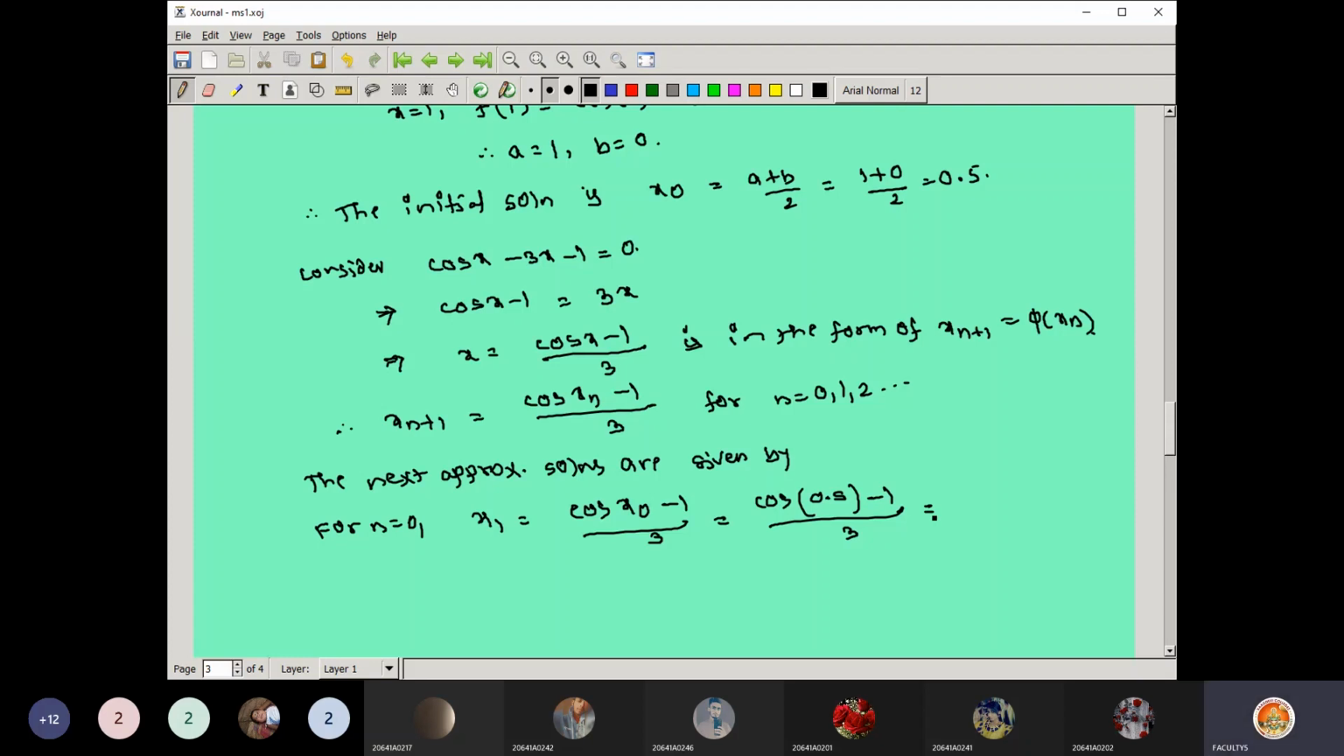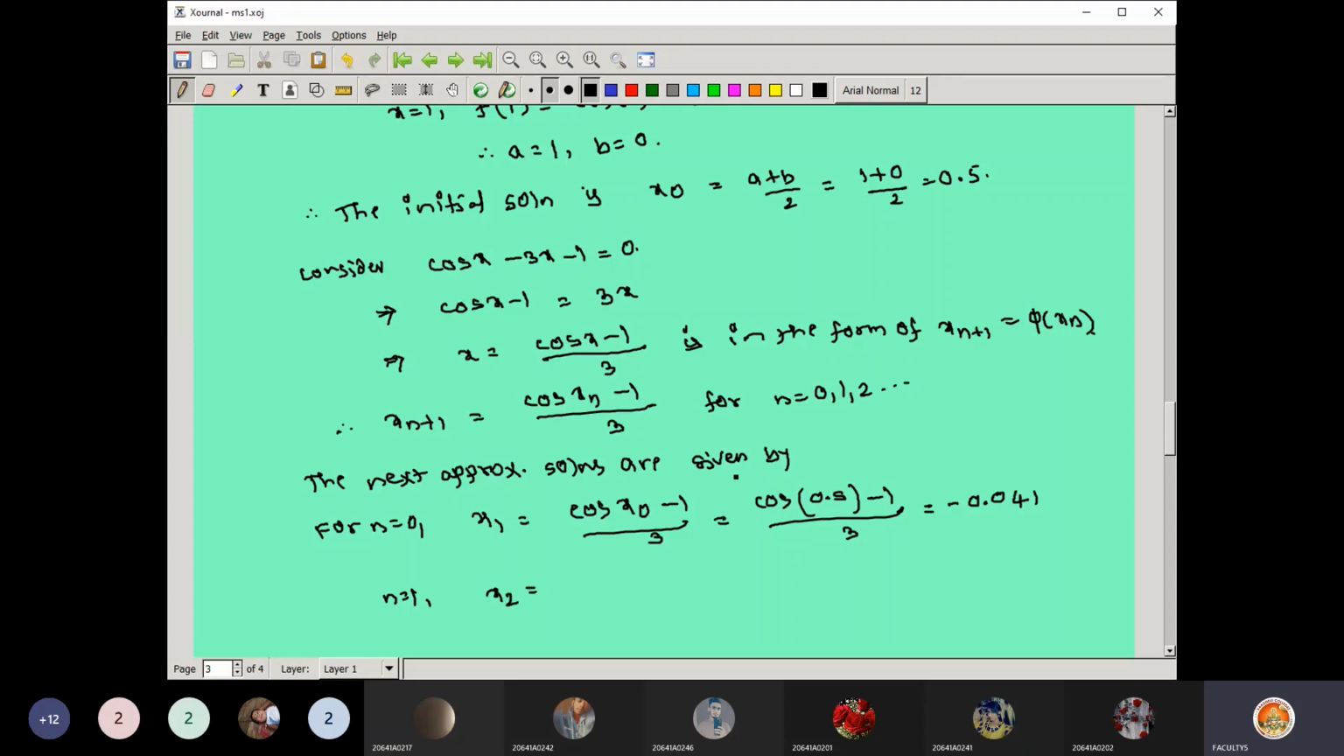Your cos button gives 0.041. So minus 1 divided by 3, so that you are getting the answer minus 0.041. So minus 0.041, right? So then you go for next, n equal to 1.